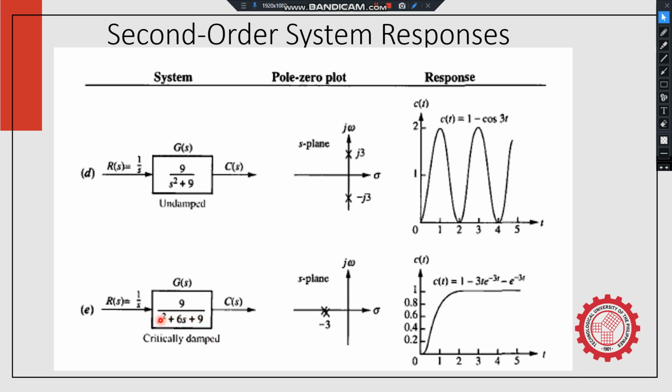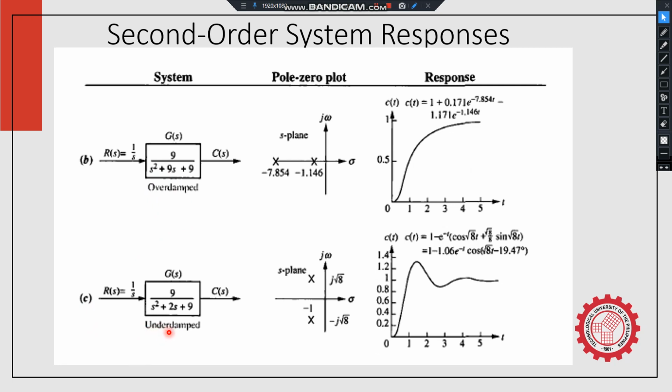Notice that the polynomial in the denominator is a perfect square trinomial. Have you noticed that? So the square root of 9 is 3. 3 times 2 is 6. So it's a perfect square trinomial. And notice also that the numerator is only a constant value that is equal to the value here. So that is called a critically damped. The undamped is the one which has no middle term. So that is undamped.